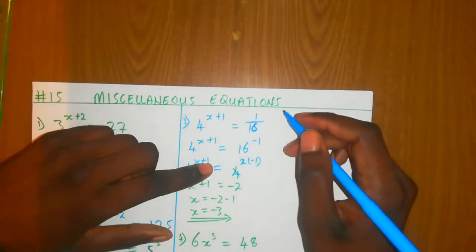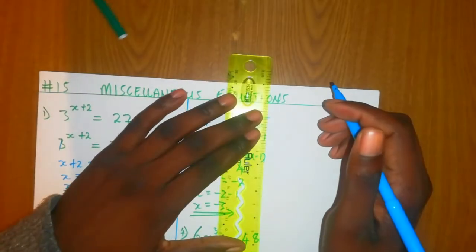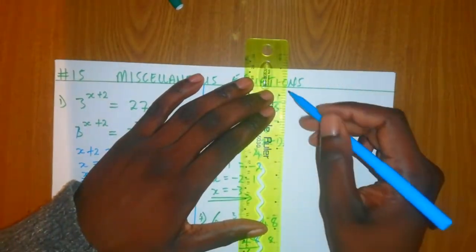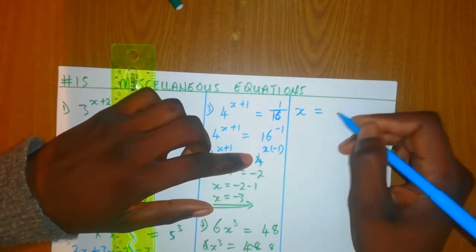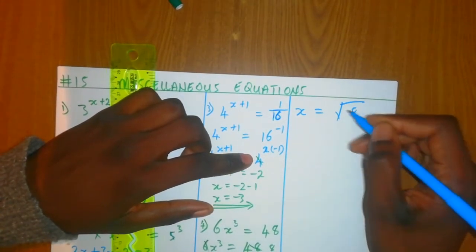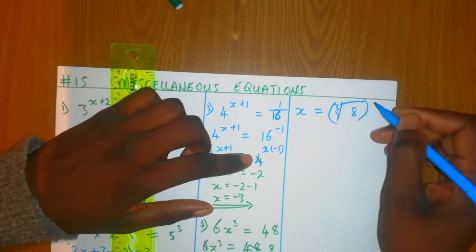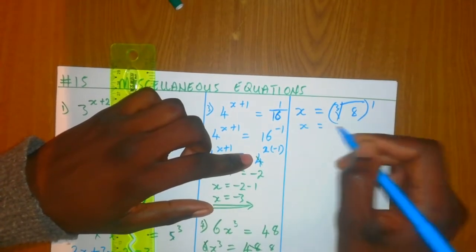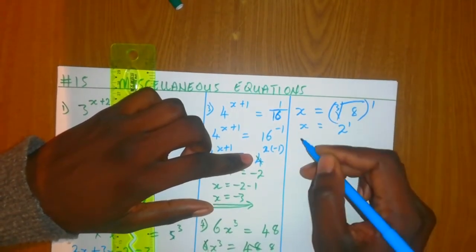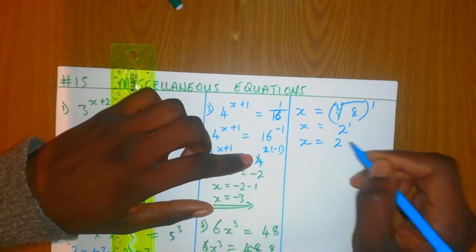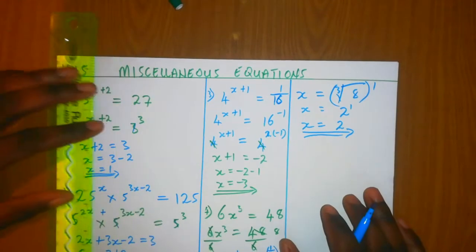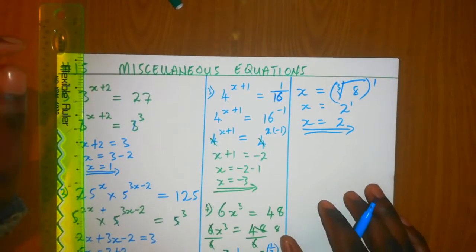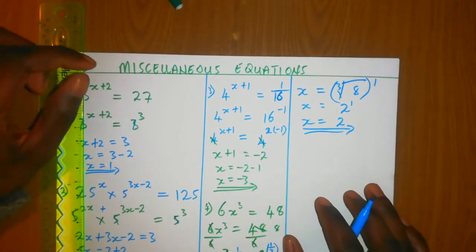Then you're going to apply what? Your laws of indices that side. So in this case, we're going to have x is equal to the third root of 8 to the power 1. So x is equal to 2 to the power 1. x is equal to 2. That is our final answer. So that is an example of another harder miscellaneous.